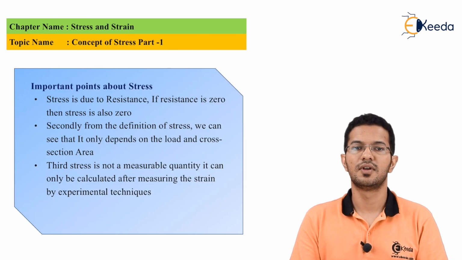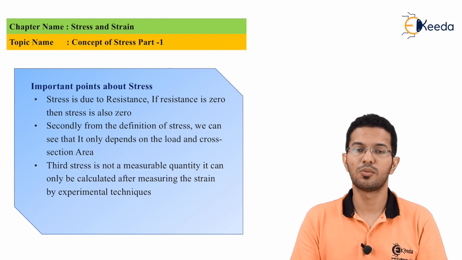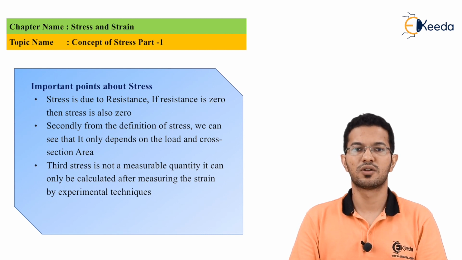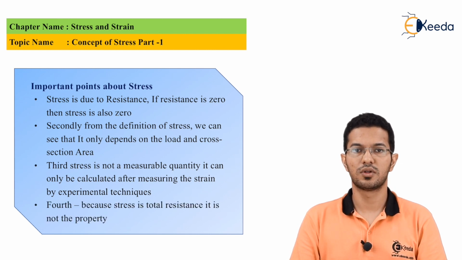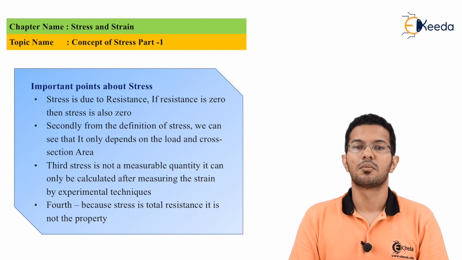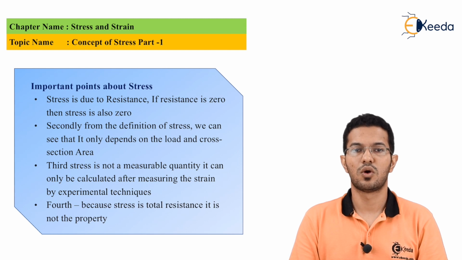Till now in this lecture we have learnt about the concept of stress, its definition, average stress and actual instantaneous stress. And from the above analysis we conclude that stress is due to resistance. If the resistance is 0, then the stress automatically is 0. Secondly, from the definition of stress, we can see that it only depends on the load and cross-sectional area. Third, the stress is not a measurable quantity. It can only be calculated after measuring the strain by experimental techniques. Fourth, because stress is total resistance, it is not a property.